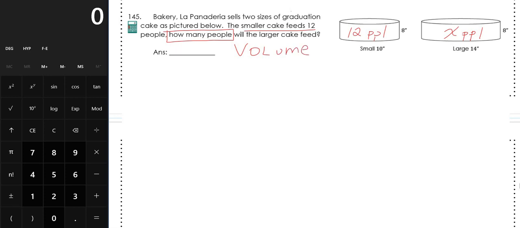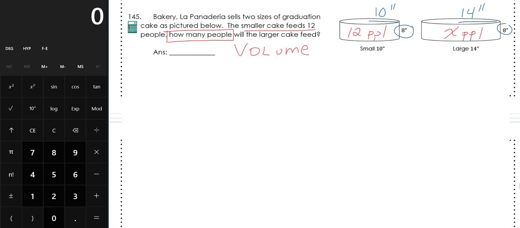Now, what we need to figure out is how much volume 12 people eat, because then we can keep that consistent and figure out how many people the larger cake will feed. So we need to figure out the volume for both. They're telling us the small cake is 10 inches, and that 10 inches is our radius. And then the larger cake is 14 inches for the radius. These 2 cakes have the same height, and what we're looking for is their volume, and then we'll talk about how you figure out how many people the larger cake will feed.